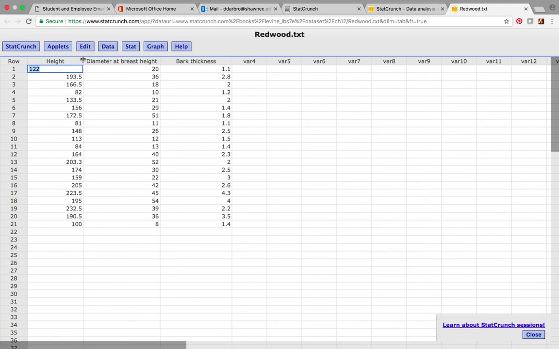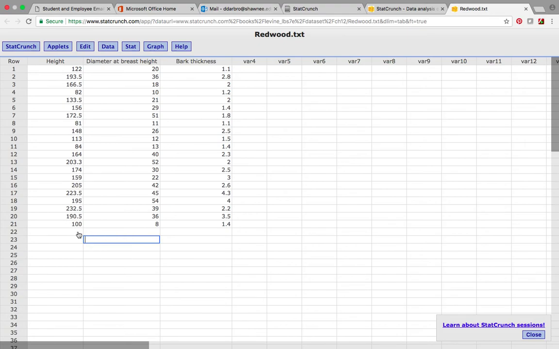What studies have shown, and what we want to kind of test here, is that the diameter of the tree at breast height is a good predictor of the height of a tree. So what they did is they went out and collected a sample. Now, again, what are they trying to generalize to here? They're trying to generalize to all redwood trees. Can they predict the height of any redwood tree based on the diameter at breast height?